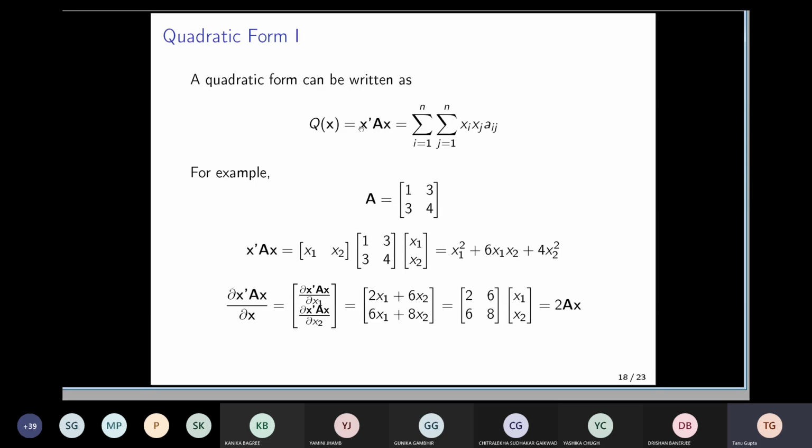Q(x) is equal to x prime Ax, where x is a column vector and A is a square matrix. Okay. And then if we multiply all these things, we'll get a single equation, which will be nothing but the double summation of x_i x_j a_ij, where i and j run from 1 to n.